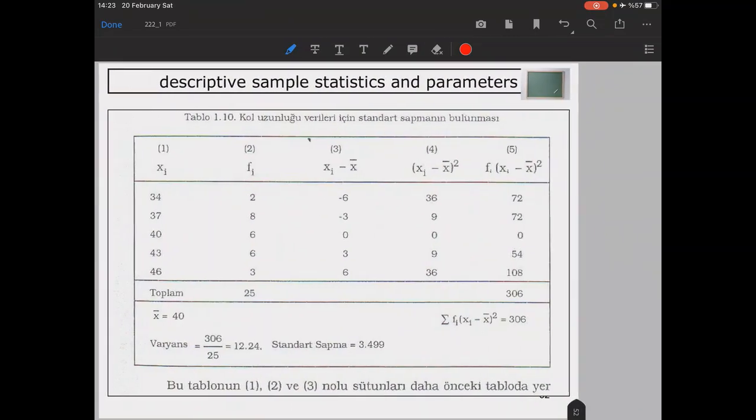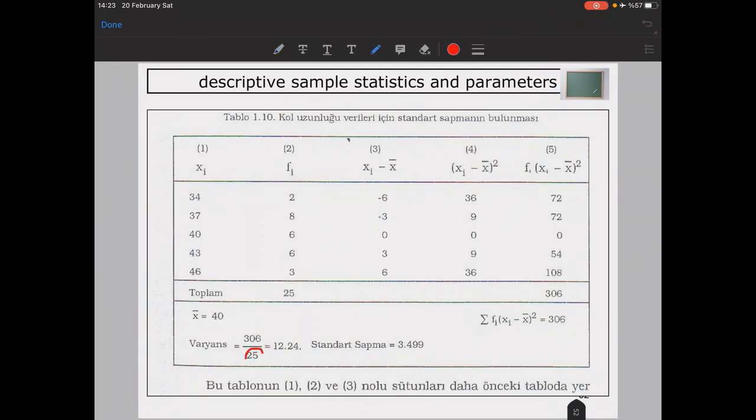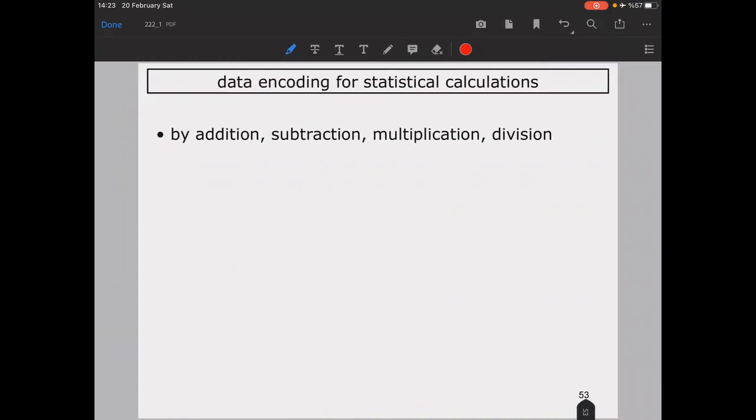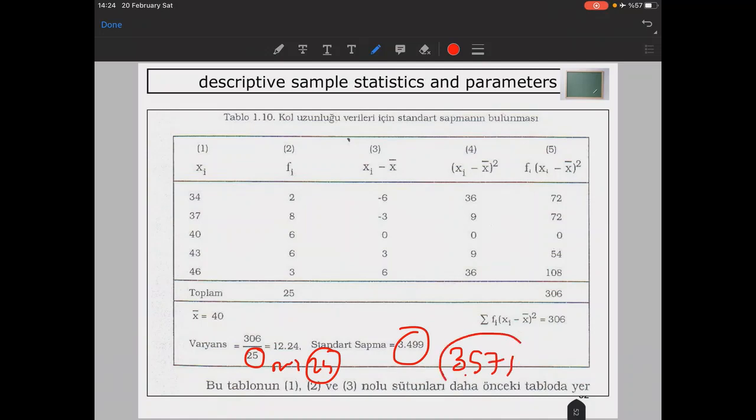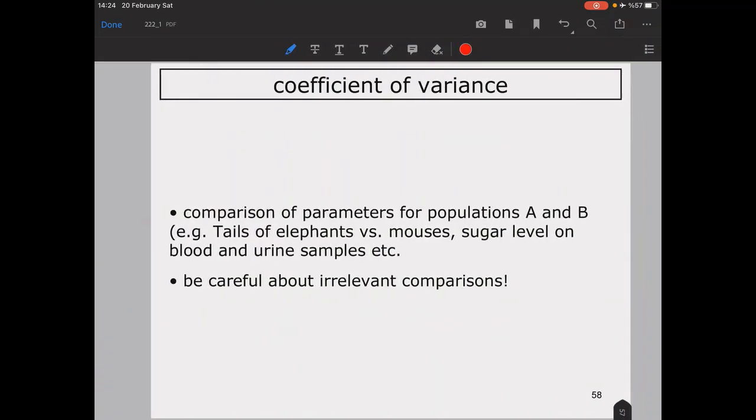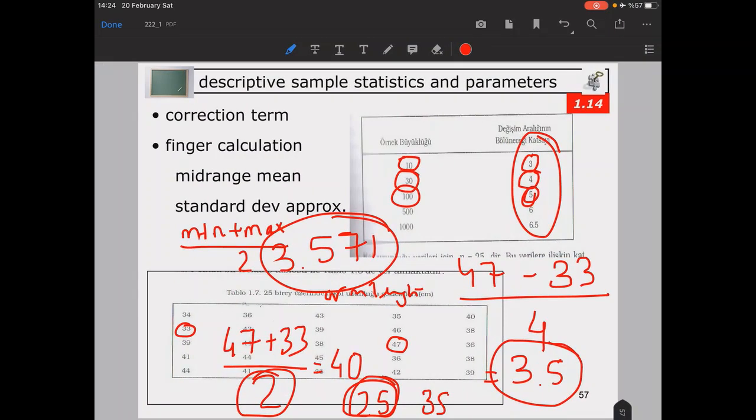This one was the biased one because it was divided by 25, right? The original one was, you can check it from your calculations, if you divide it by n minus 1, to 24, you will end up with this value. But still we're so close. I mean, we got 3.5 here for the standard deviation. So is this some sort of magic or something like this? No, it's not. We're lucky.